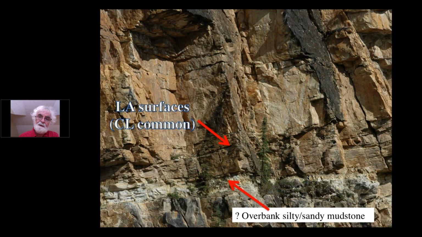There's another meandering system, or a lateral accretion surface. This one I could trace for about 500 meters laterally. It's about 8 to 10 meters thick, and we have large-scale lateral accretion surfaces with current lineation on them, and eroding in the bottom of this some of the very rare overbank silty, sandy mudstones. Not really mud. These are more siltstones than mudstones.